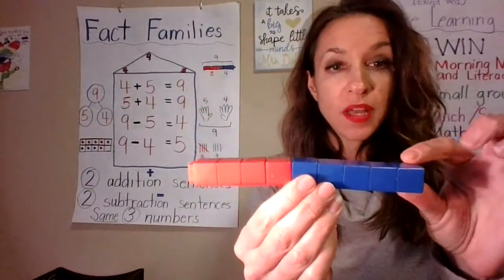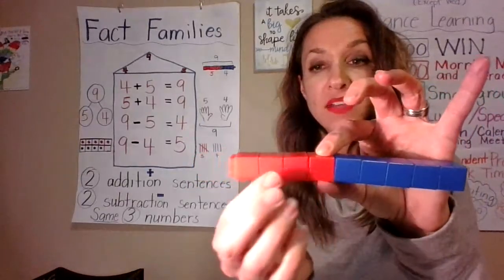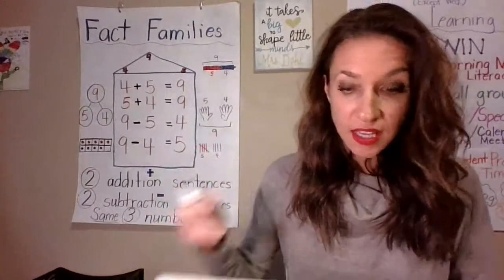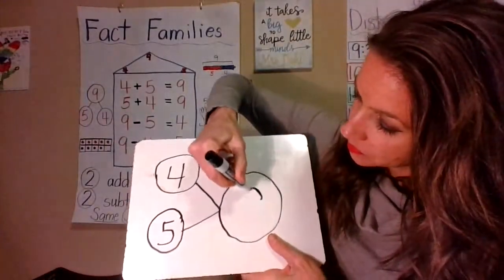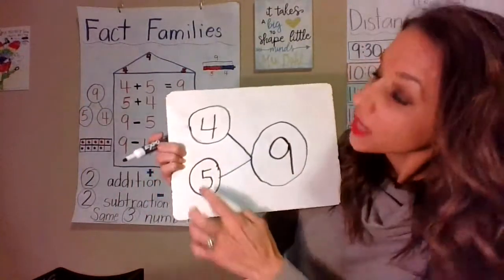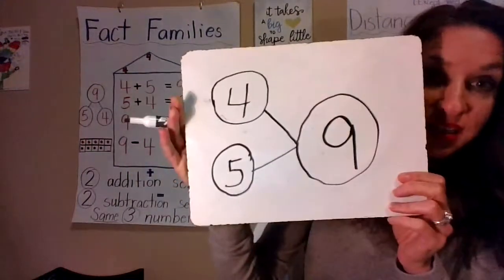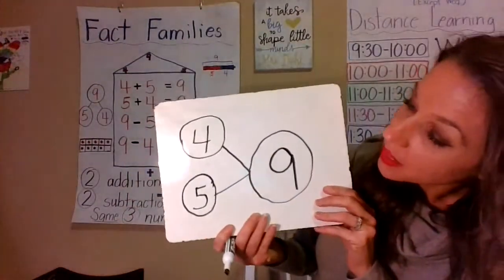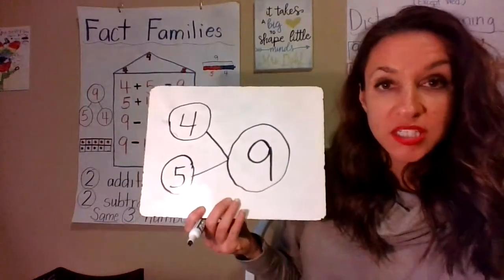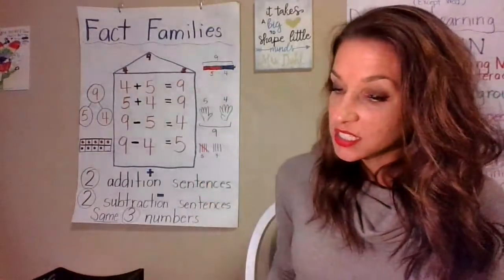Now I have 1, 2, 3, 4, 5, 6, 7, 8, 9. I have 9 connecting cubes all together. So my 4 red cubes and my 5 blue cubes all together make 9 connecting cubes. So here's our number bond. We can look at our number bond and know that addition and subtraction sentences can come from this.